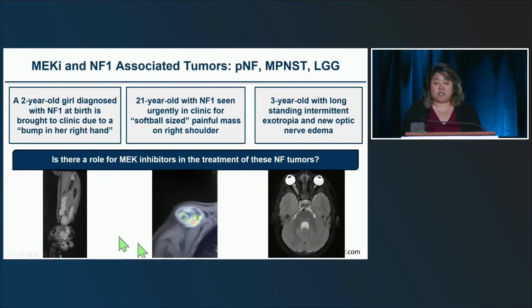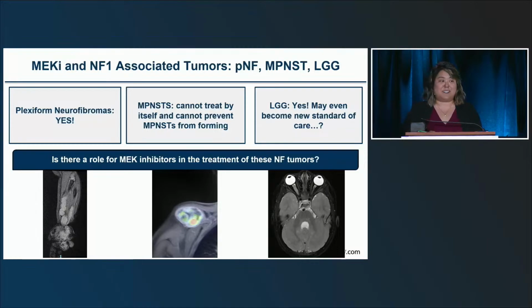So thinking about these 3 separate cases, is there a role for MEK inhibitors in the treatment of these NF tumors? Hopefully, I've been able to convince you, or we have been able to convince you, that in plexiform neurofibromas, absolutely. In MPNSTs, MEK inhibitors cannot prevent MPNSTs from forming, nor are they sufficient in being able to treat MPNSTs by themselves. And in the case of NF1-associated low-grade gliomas, there's definitely great evidence suggesting that it is effective. And with the results of the ACNS 1831 study, we'll see the results, but it could potentially even become the new standard of care.